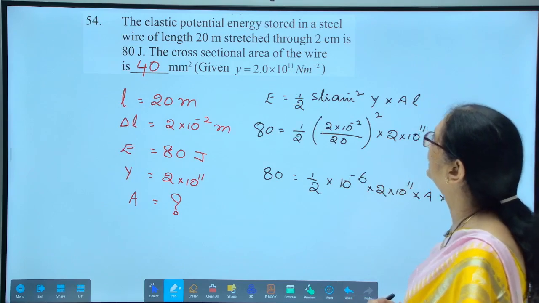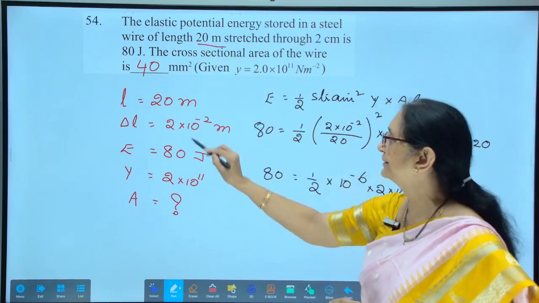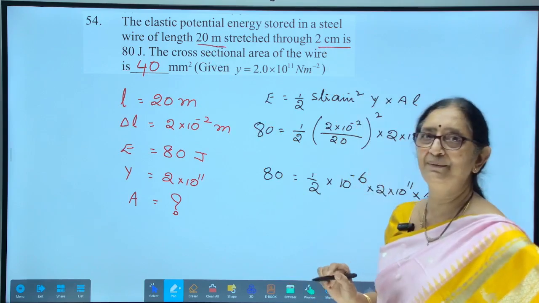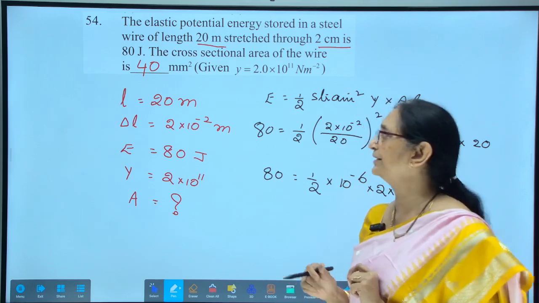Elastic potential energy stored in a steel wire of length 20 meters. L is given as 20 meters, stretched through 2 centimeters. That means the extension produced in the wire.